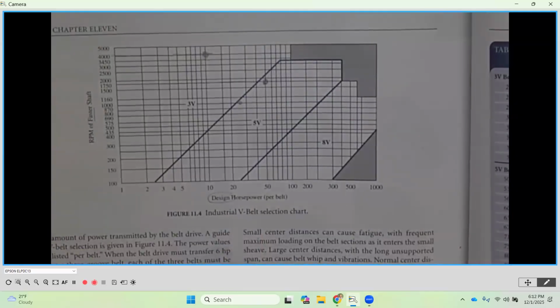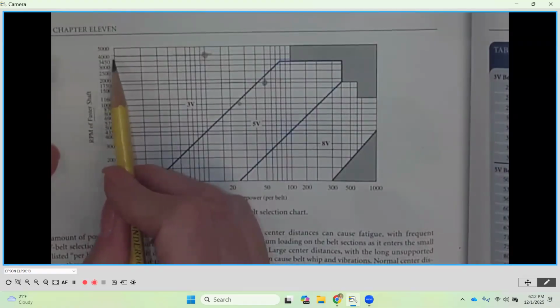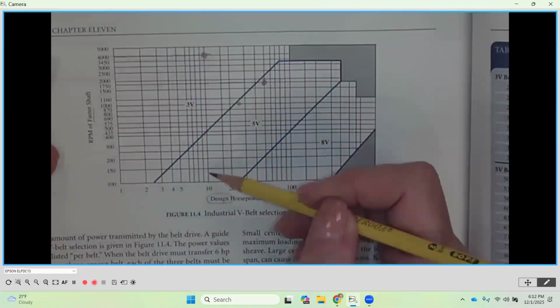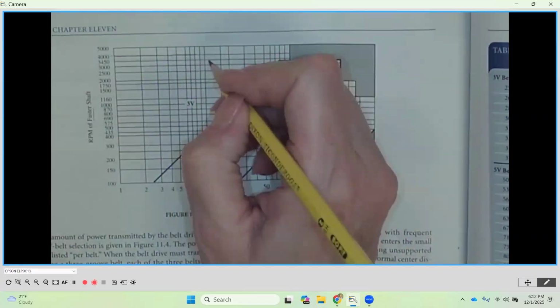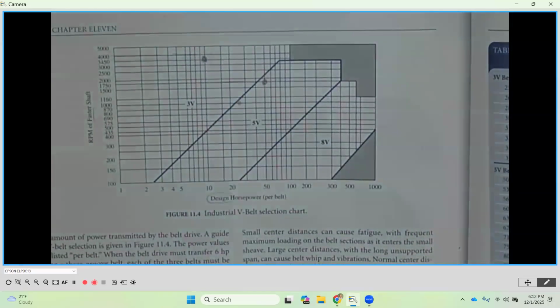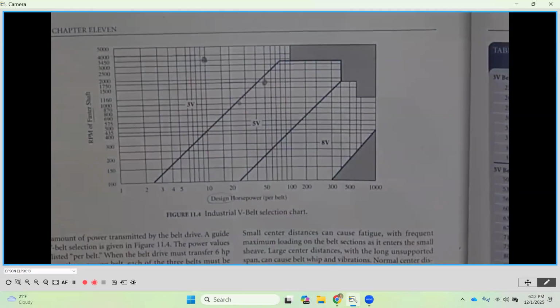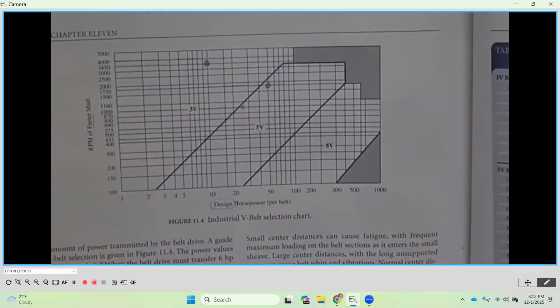So if we look, we want to find where 10 horsepower is. That was listed in our problem. And it told us that we had a motor speed of 3550. So that's up here. It's higher than 3450, but obviously not going to be 4,000. So we're going to go over and up, and right about here is where we intersect those two lines. Well, we're well within the zone of a 3V. So for the belt size, we would be looking at a 3V belt.